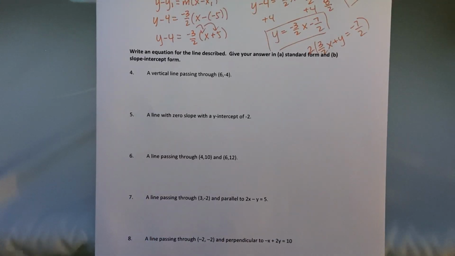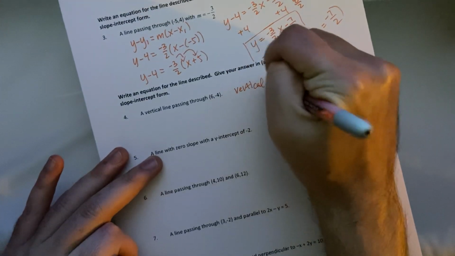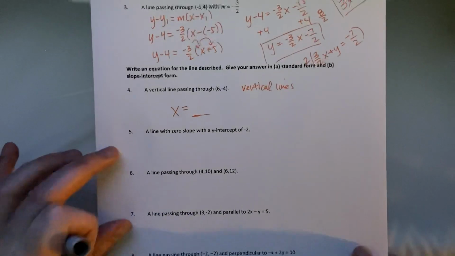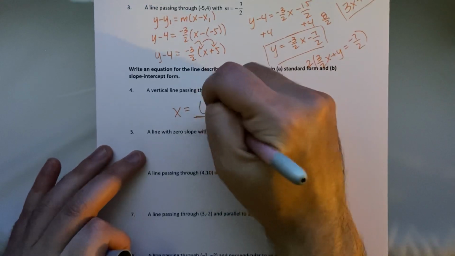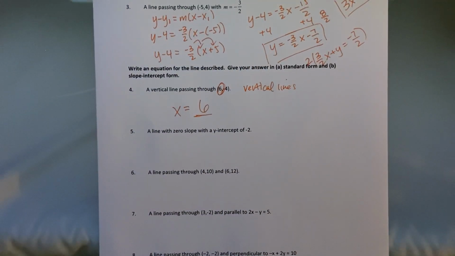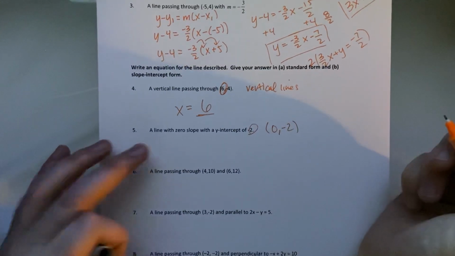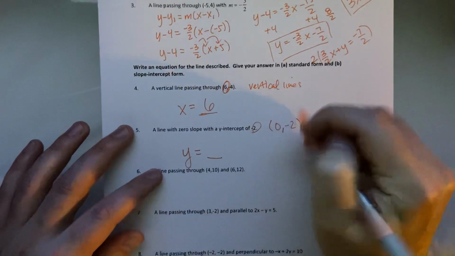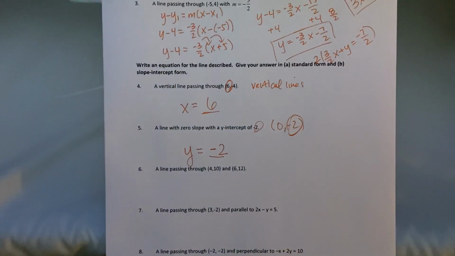A vertical line passing through (6, -4). So vertical lines are always x equals some number. And that number is whatever the x value is from your point. So here our x value is 6, so this vertical line is x equals 6. A zero-slope line, the y-intercept of -2, so that means (0, -2) is the point. Zero-slope lines are always y equals, and it's always the y value from your coordinate, so it's y equals -2.